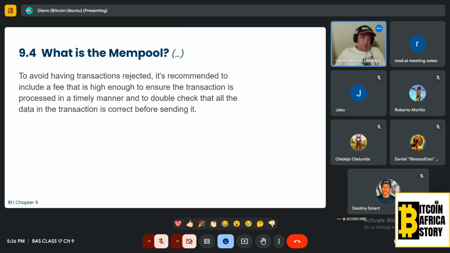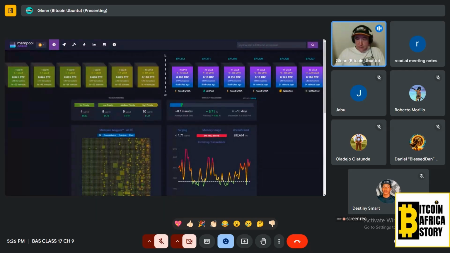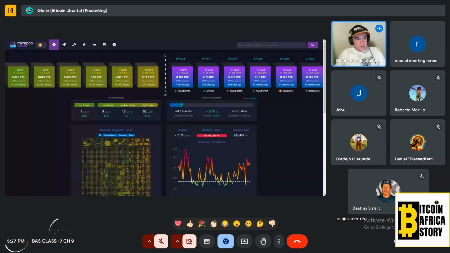And coming back here to mempool.space, we can have a look at the current fee rates. We can see about 10 sats per virtual byte, which equates to about $1.31. I can't remember what we paid for the test transaction in the first lesson. Let's try and pull that transaction up again here quickly.